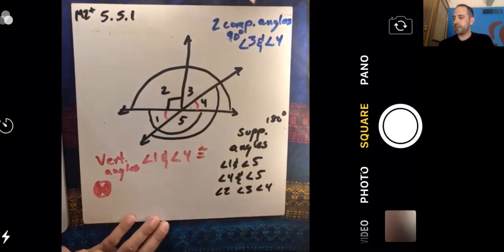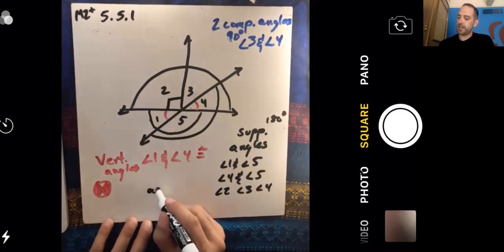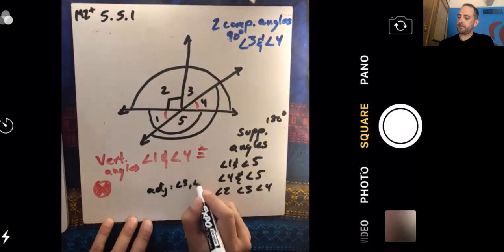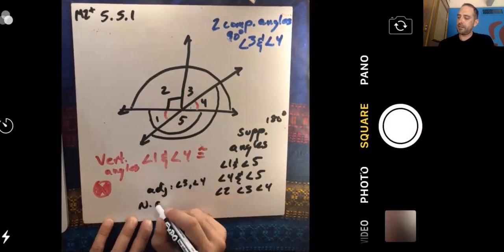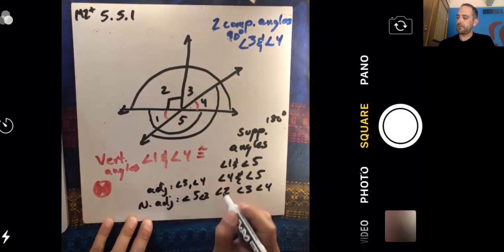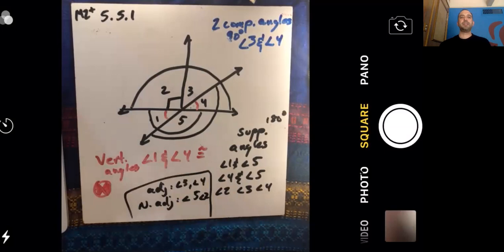Two adjacent angles could be angle 3 and 4. Two non-adjacent could be, let's see, angle 5 and angle 2. All right, so this is just a basic breakdown. I actually think that's mostly what you need for doing this exercise. So let me pause real quick.